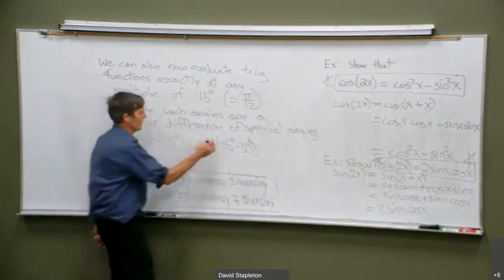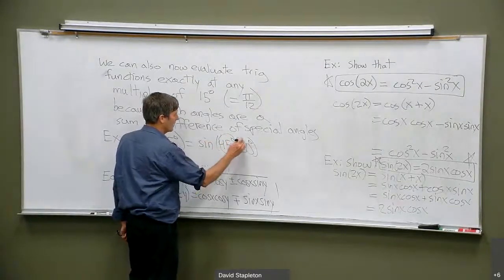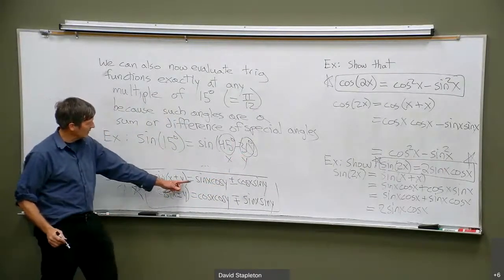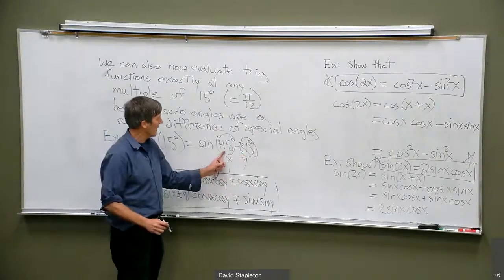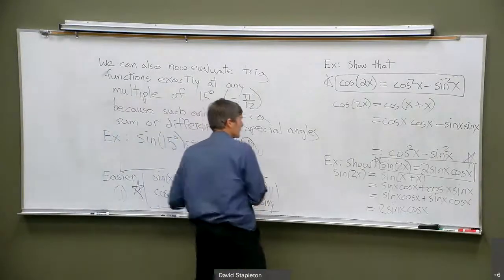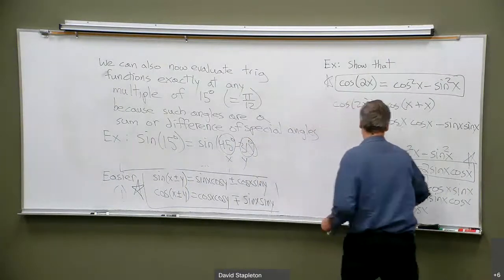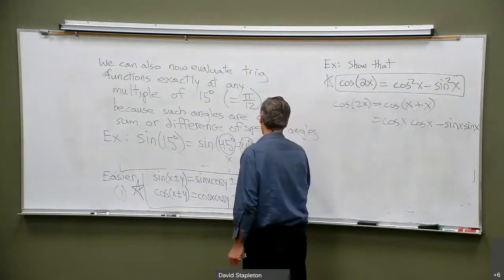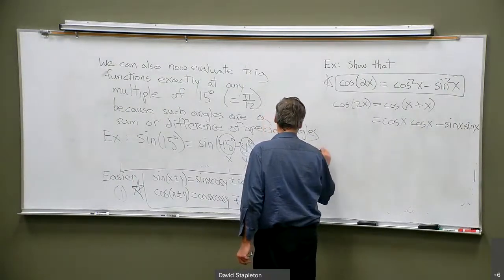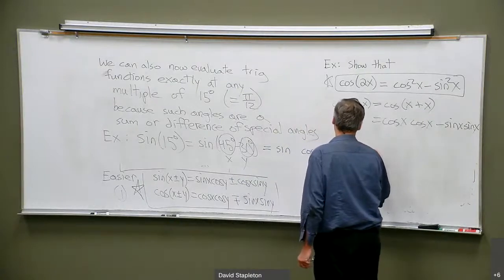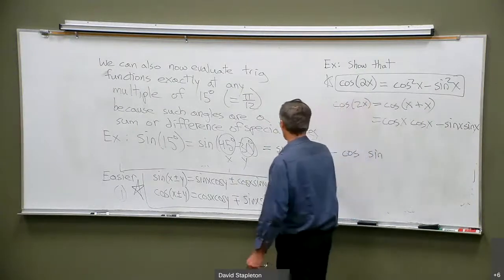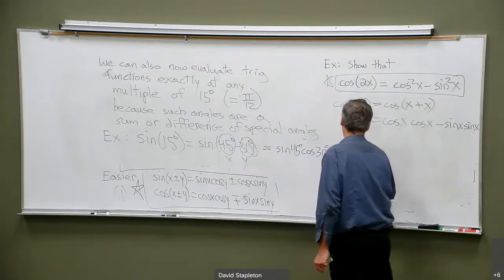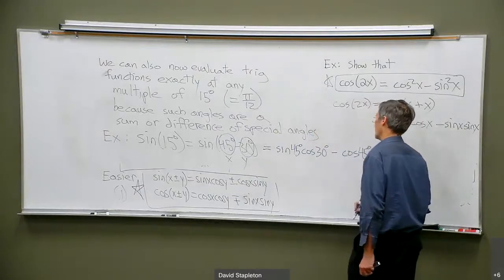Now, if I think of this as x, this is y in the formula. My difference formula, sine of x minus y is sine x cosine y minus cosine x sine y, with x 45 and y 30. I come up with this: sine 45 cosine 30 minus cosine 45 sine 30. And let's see what it is. 45, 30, 45, 30, replace x and y.